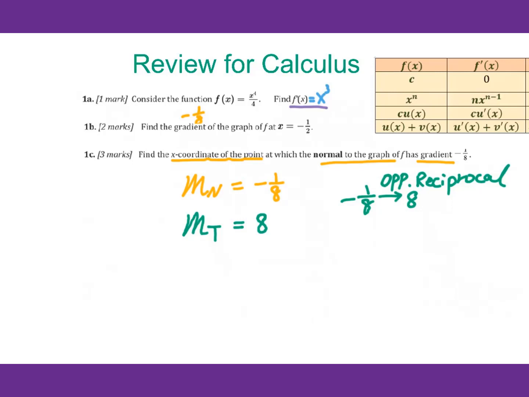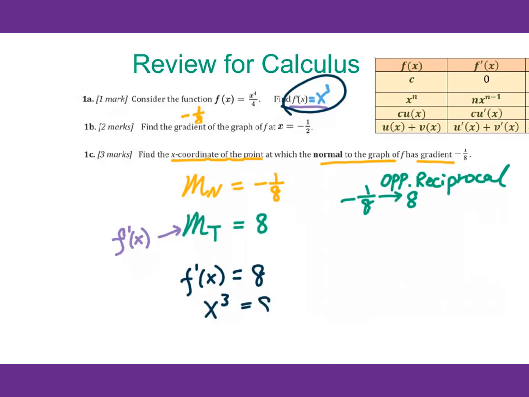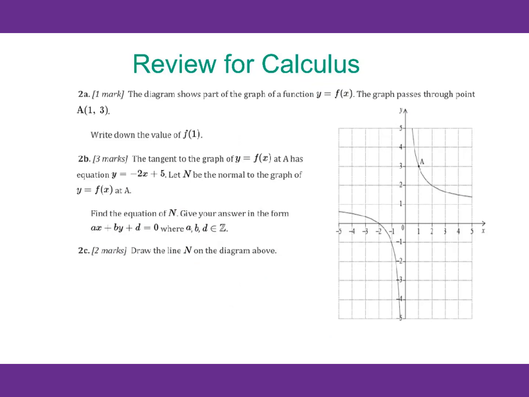The slope of a tangent line means the derivative function. In other words, the derivative of f of x equals 8. From the derivative function, we got x to the third power equals 8. So for x, we take the cubic root of 8. That is 2. Let's go to 2a.